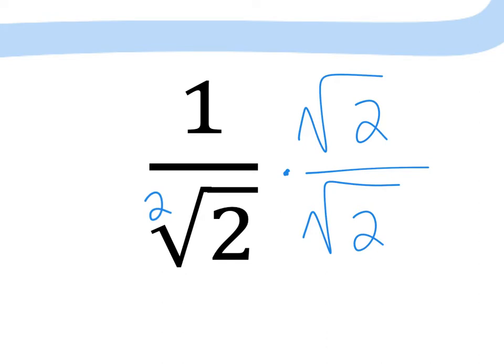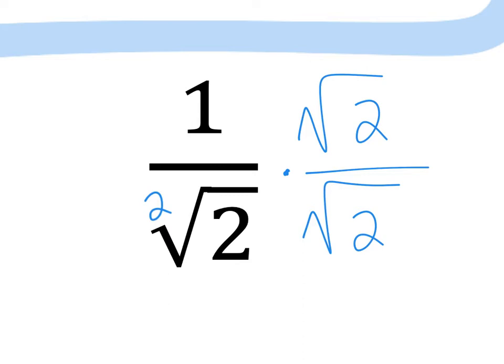So the whole idea is I don't want this in the denominator. I want to get rid of it. To get rid of it, I am going to try to get it out of the root. Well, the root says I need 2 of the same. I only have 1, so I need another 1. So I'm going to multiply.